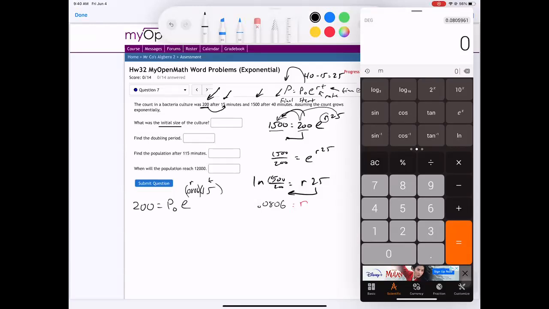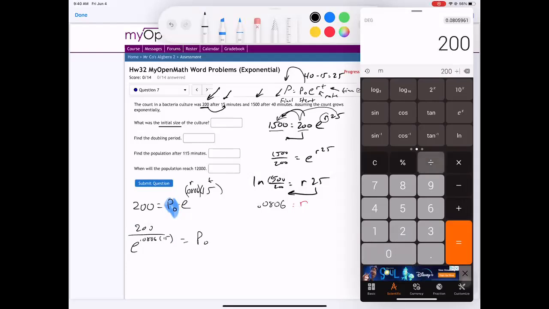Okay, now you can see that my missing value is my P naught. To solve for that, we have to get rid of this whole e problem to the right. So we can just divide it. Opposite of multiply is divide: 200 divided by e to the 0.0806 times 15 is equal to my initial value, P naught.